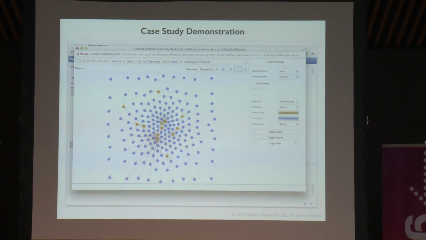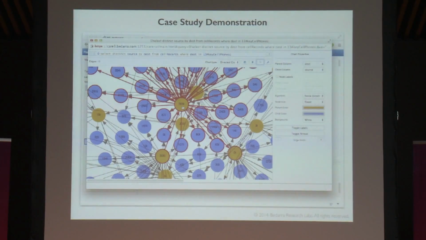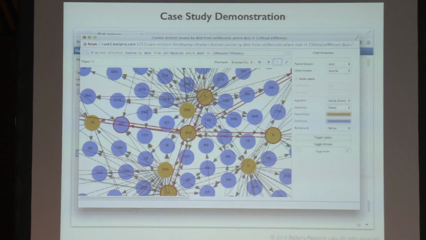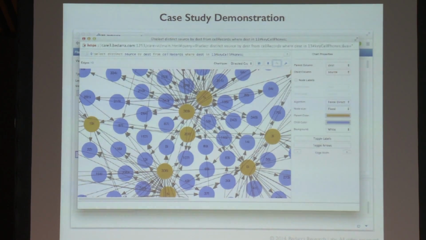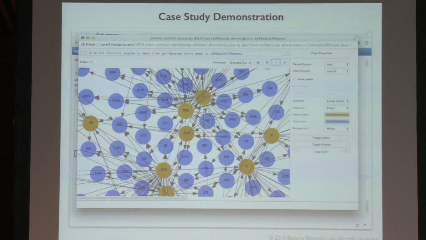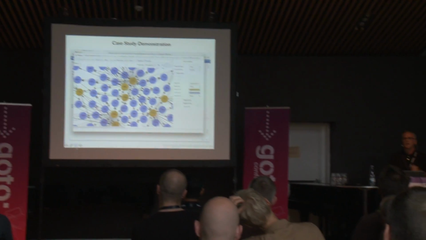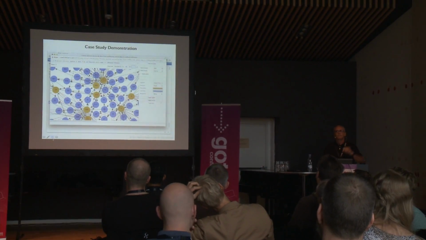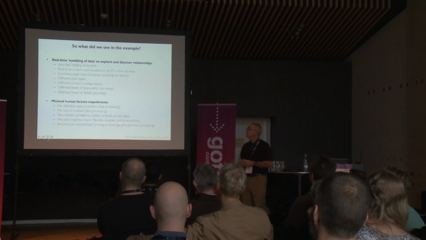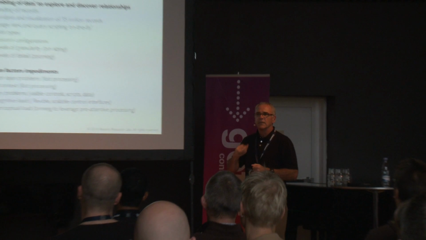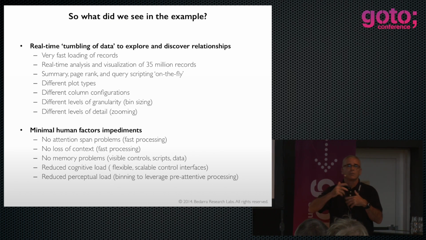And then what I'm going to see is that we basically have 200 at the center of these people who are talking, and they're all kind of interrelated. So in the space of about 15 or 20 minutes, I've kind of got an answer to this vast puzzle. So what do we do here? Well, really what we're doing is real-time tumbling of data, and what we're trying to do is explore relationships.